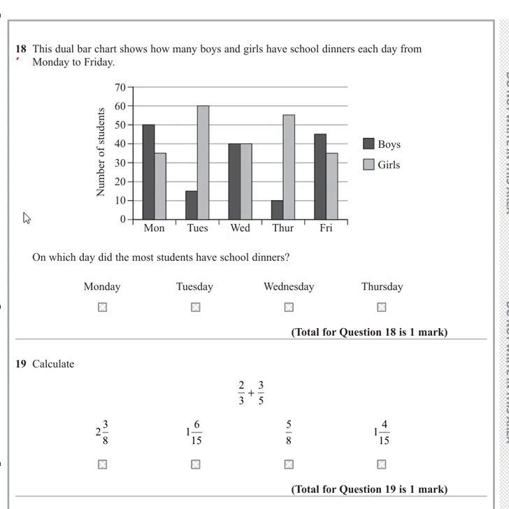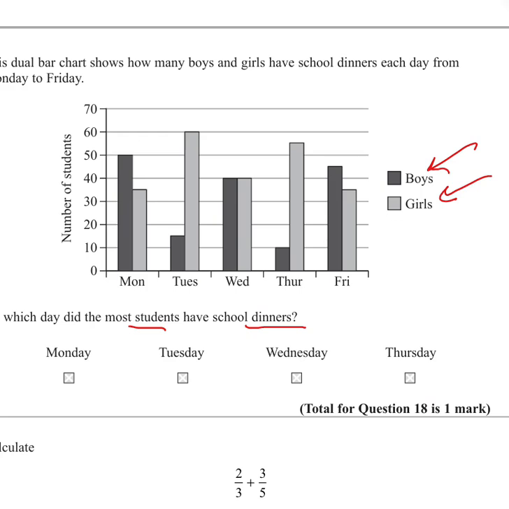All right, here the dual bar chart shows how many boys and girls have school dinner each day from Monday to Friday. On which day do the most students have school dinner? I think we had a similar one. Since here they said students, they didn't say boys or girls, that means you're going to add all the students, all right? So for you to be accurate, let me zoom in. You need to find the boys and girls for each day, and then add them up.